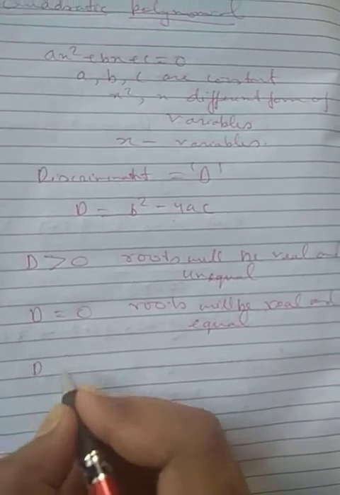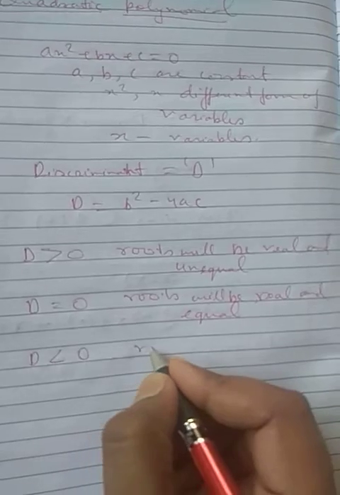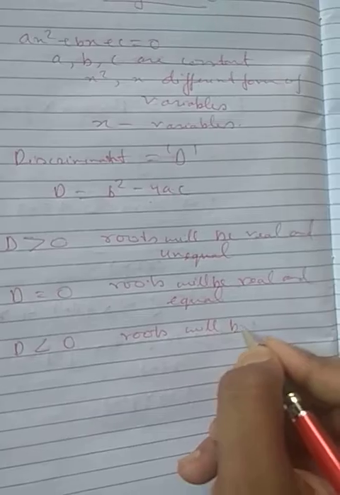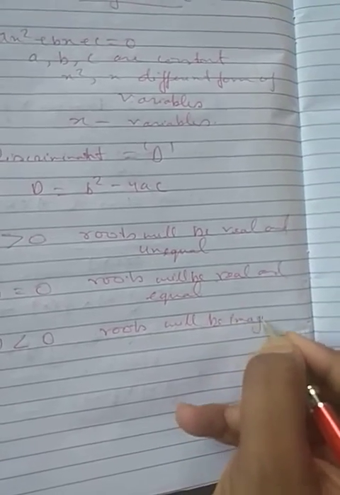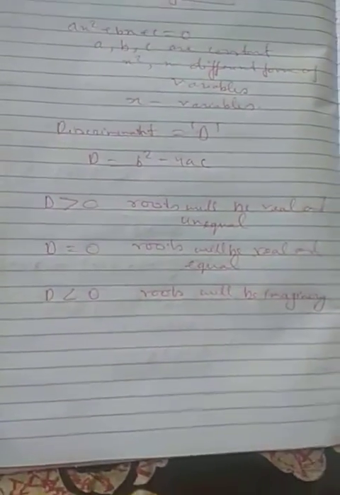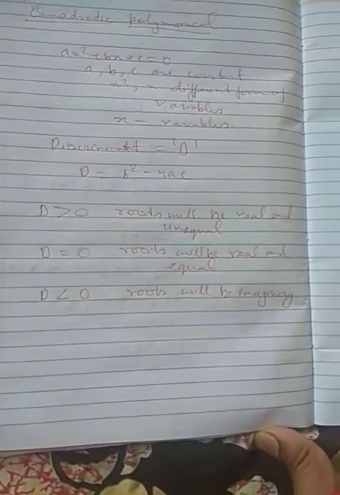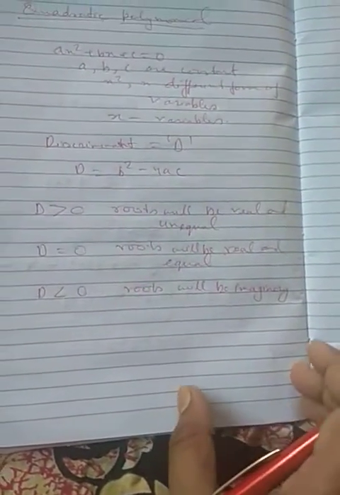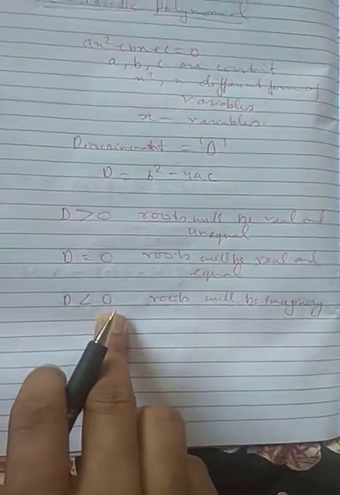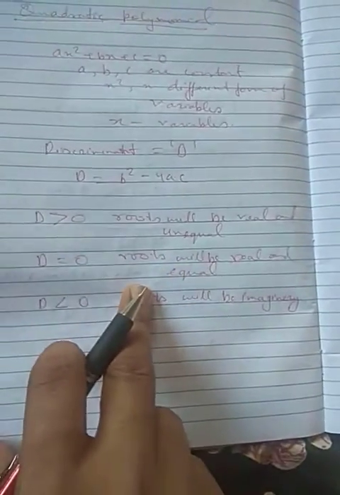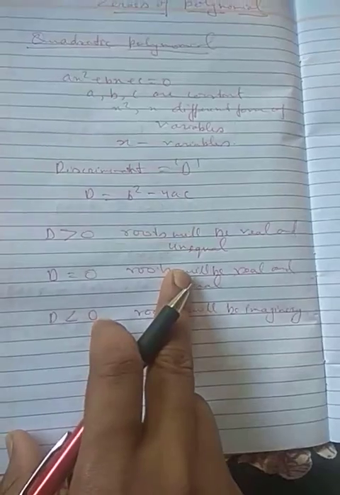The third part is D less than 0. D less than 0 means the roots will be imaginary. We will discuss these imaginary roots in the next class. If the roots are imaginary, that means D is less than 0, the discriminant value will be less than 0. If D equals 0, the roots will be real and equal. If D is greater than 0, the roots will be real and unequal.